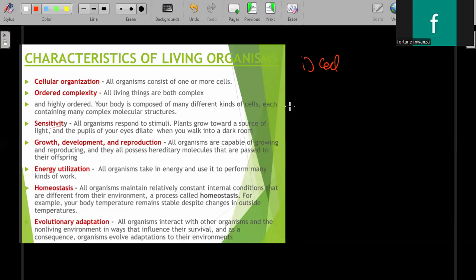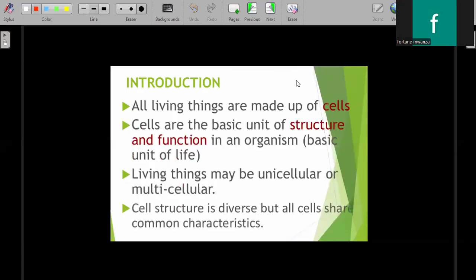Now, what is a cell? In your own words, define for me a cell. What is a cell? How can you define a cell in your own terms? Anyone to help us with the definition of a cell?